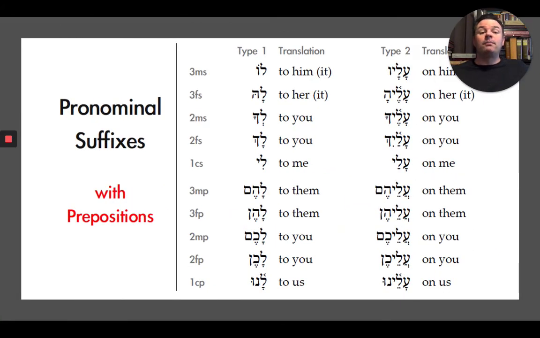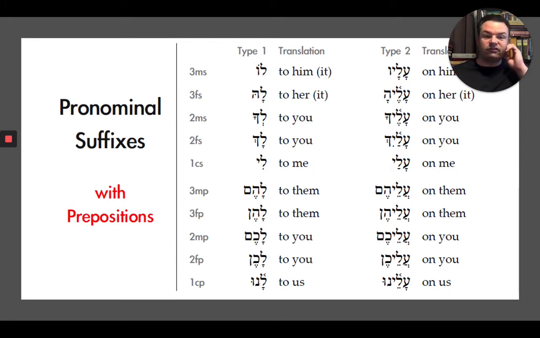So when they go on prepositions, we've already talked about what they look like. So to him, to her. So lo, la, lekha, lakh, li, lakhem, lakhen, lahem, lahen, lanu, right? To him, to her, to you, to me. So just practice looking at those.